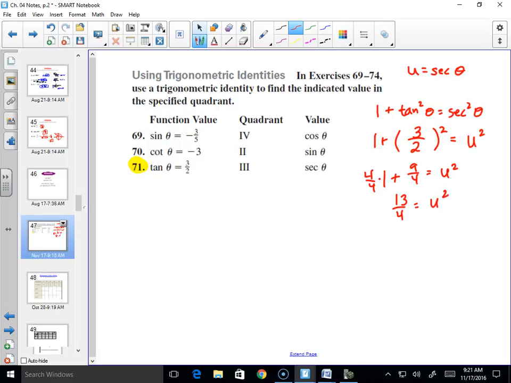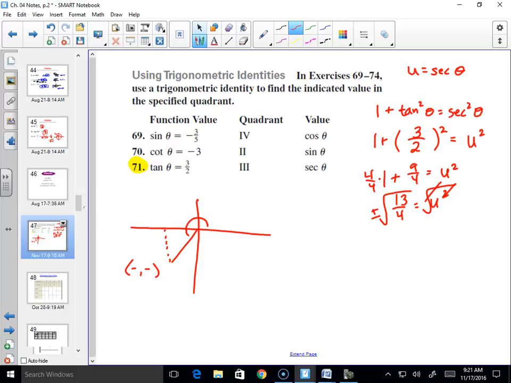How do I solve? Square root. Now technically with the square root, don't we need a plus or minus? But wait, here's where the quadrant comes in. For a particular quadrant, doesn't every trig function have a particular sign? Plus or minus, positive or negative? In the third quadrant, make an arbitrary angle and ask, what sign should secant have? Secant comes from cosine. What sign does cosine have in the third quadrant? Cosine's negative, so secant is negative.